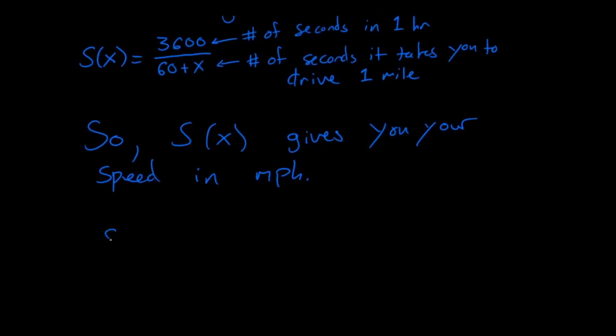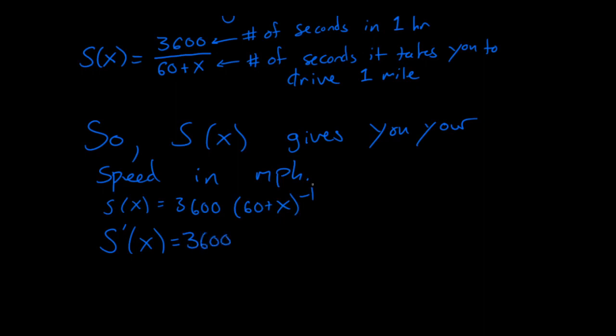We're going to take s of x and we're going to find its first derivative, s prime of x. So I could write s of x, if you're all right with this, as 3,600 times 60 plus x to the -1. Doing this, it becomes pretty straightforward to see that I can just use a little bit of chain rule here and get that s prime of x is 3,600 times -1 times 60 plus x to the -2. And this is just a little bit of chain rule.